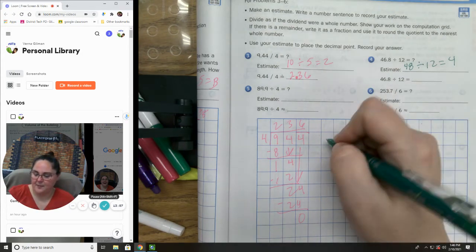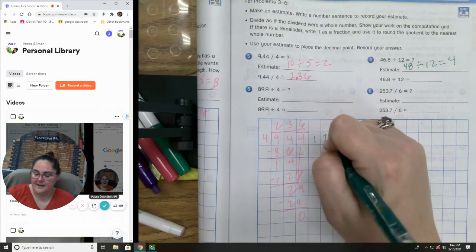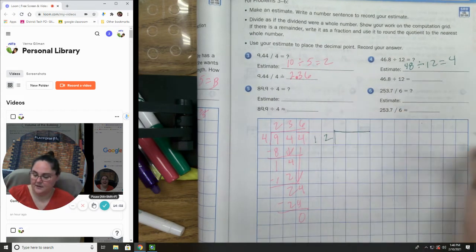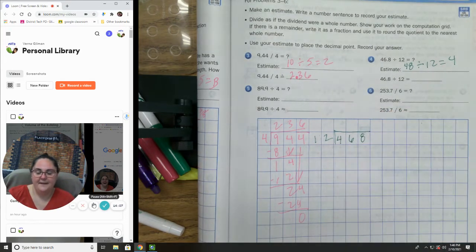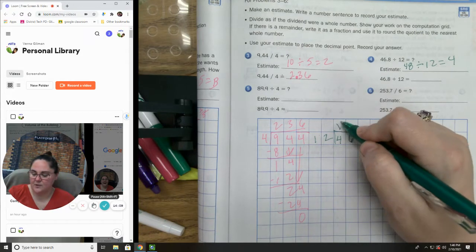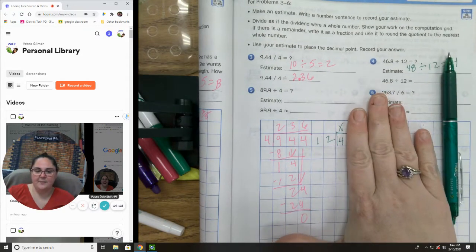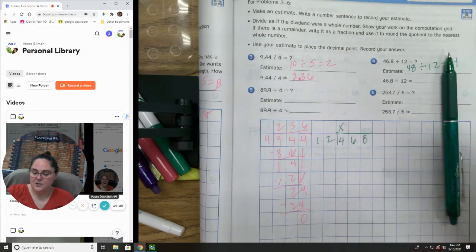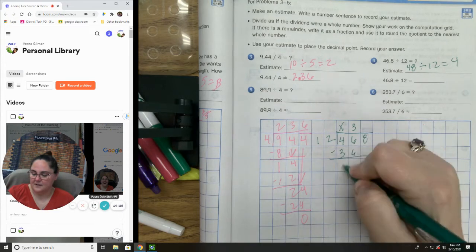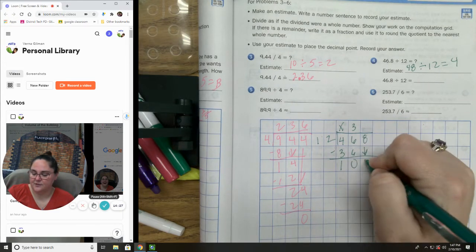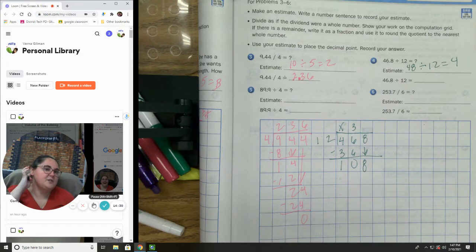Okay, let's write my problem. And I'm using a different color so you can really see my work. 468. Here we go. 12 goes into 4 0 times. That's another good thing about having this on this grid. It lines it up for you. I know that there is not a number above that 4. 12 goes into 46 3 times, with 10 left over. 12 goes into 108 how many times?